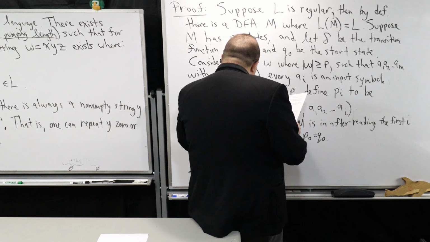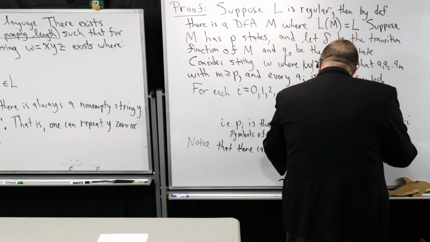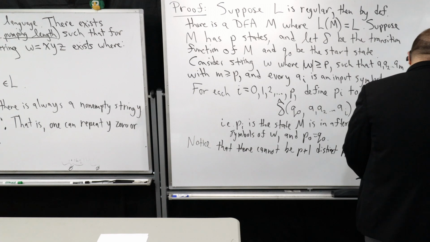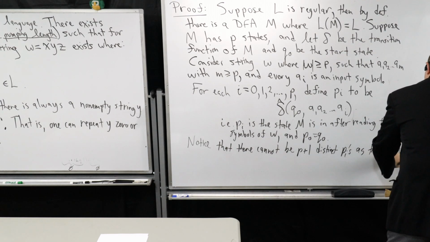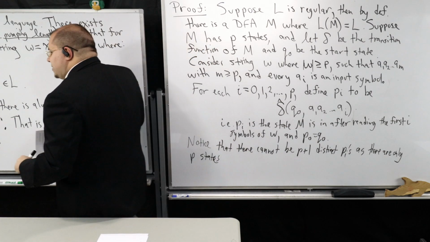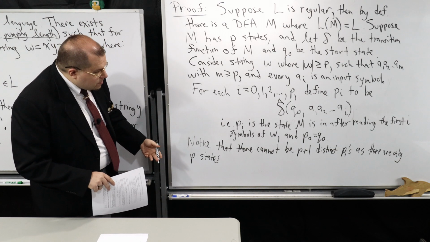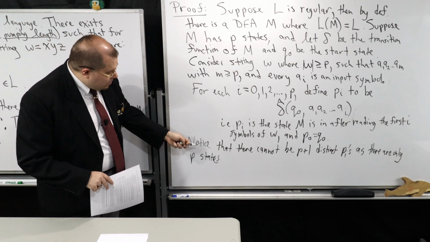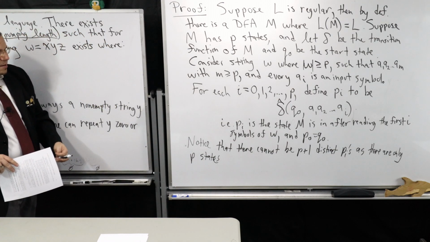Okay, so now this is where my little bit of discrete mathematics is going to be very helpful. Notice that there cannot be p plus 1 distinct pi's as there are only p states. Does everybody see that? Remember, the DFA is defined so it has p states. If I read p or more symbols, there cannot be more than p distinct pi's that I get as a result of this labeling process, because there's only p of them.